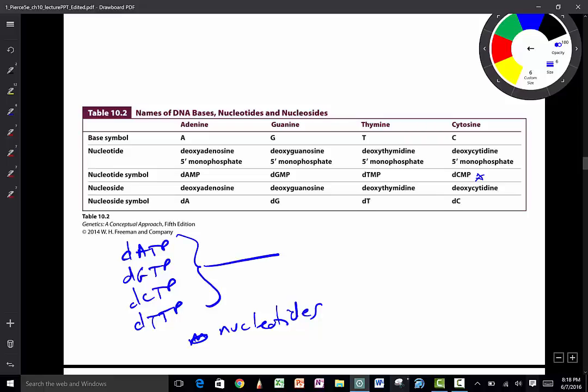And together, if we just want to lump these together, we'll call them dNTPs. And that'll be important when we talk about DNA replication and that sort of thing.